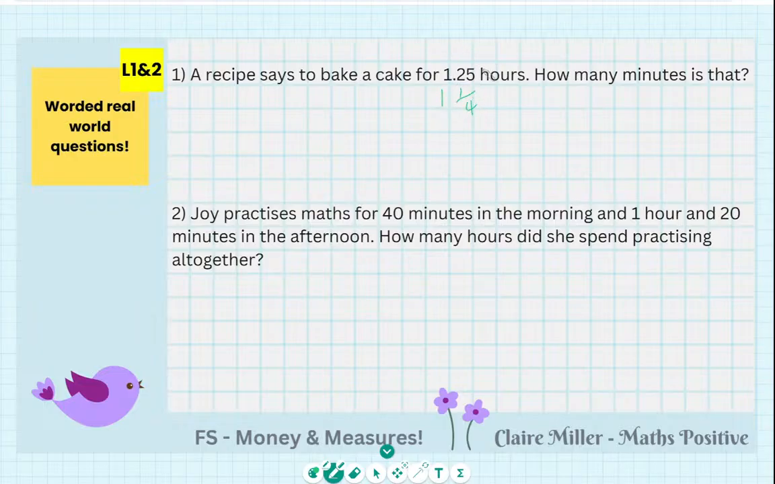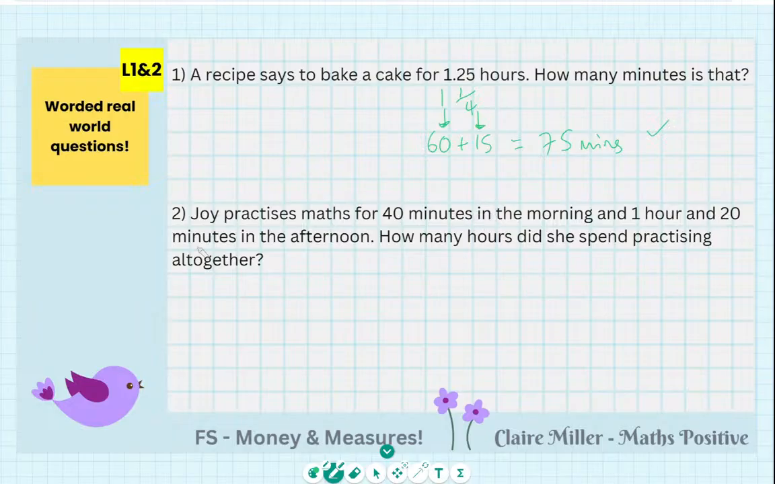So let's reinterpret that. How many minutes is it? Well, 1 hour is 60 minutes, and a quarter of an hour we've said is 15 minutes. So that's going to be 75 minutes. Hey, that's much better. I could much more easily wait 75 minutes for my cake to bake than trying to wonder about what 0.25 hours is once it's been in for an hour. So it's so important that we can do this.